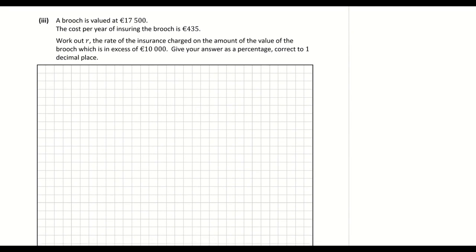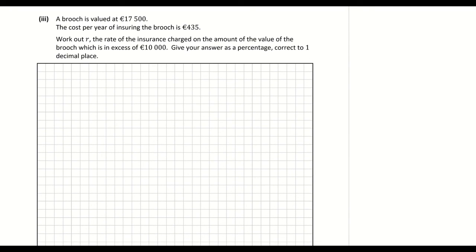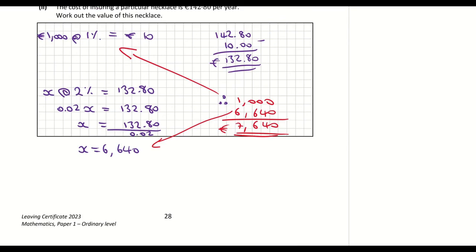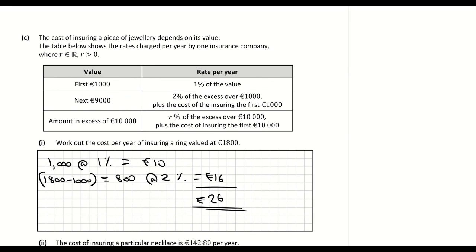Question C, part 3. A brooch is valued at 17,500. The cost per year of insuring the brooch is 435. Work out the rate of the insurance charged on the amount of the value of the brooch which is in excess of 10,000 euro. Okay, so I'm just going to scroll back to the table here just to explain that. So in excess of 10,000 euros. So the first 10,000 we've accounted for here. But anything over 10,000 in excess or above is at this new rate. And that's what we have to calculate.